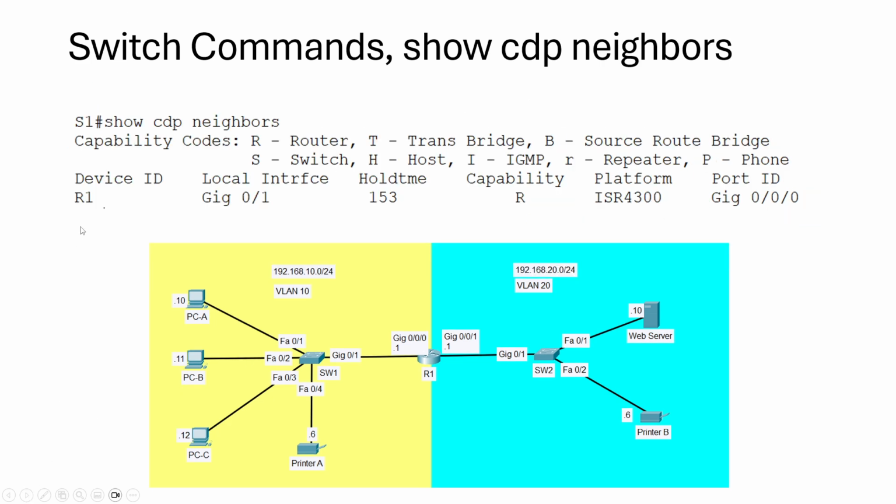And then one last command for the switch is show CDP neighbors. This works the same on a router as a switch. From the perspective of switch 1, we see that it's connected to router 1. Switch 1's interface is gig 0/1. Router 1's interface is gig 0/0.